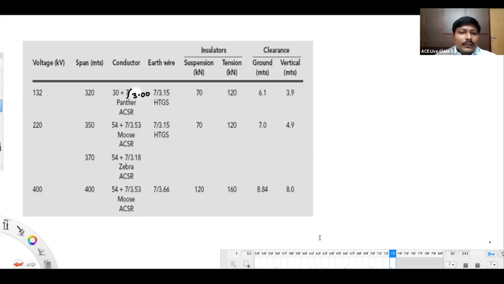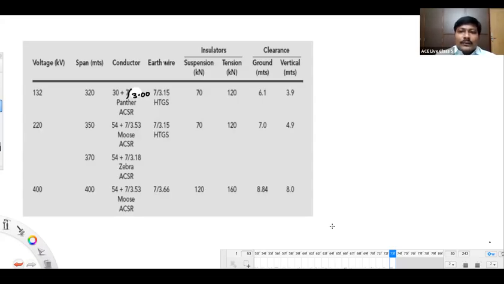Okay. 3.53 is a diameter in millimeters. Small d is the diameter of each strand. 3.0, 3.53, 3.18, these are diameters of each strand in millimeters.